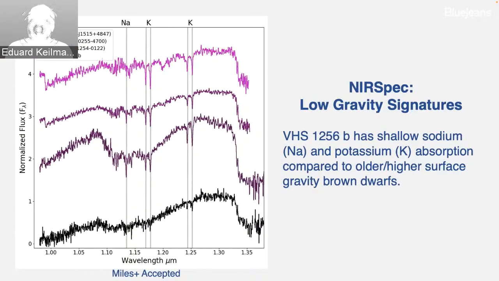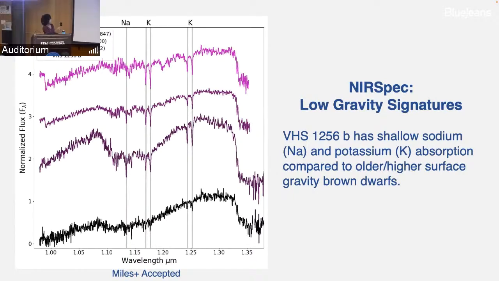Okay. I'm going through the spectra. These are the near-infrared spectra. On the bottom, I have VHS 1286b plotted in black. And on the top, I have some template brown dwarfs that are older objects with really high gravity. Sodium and potassium have absorption features at these wavelengths, and these features are very deep because these brown dwarfs have very high gravities.